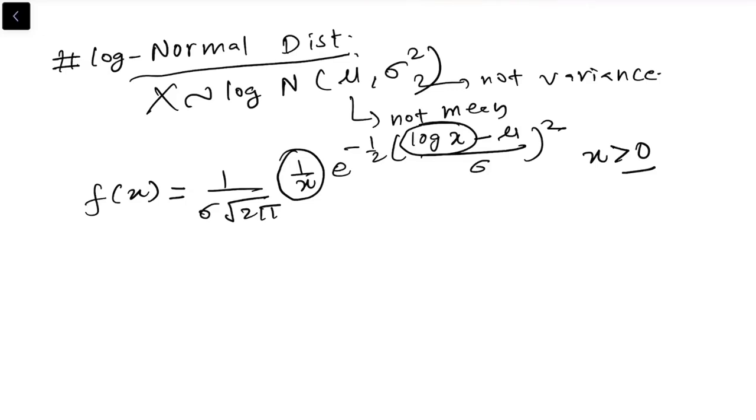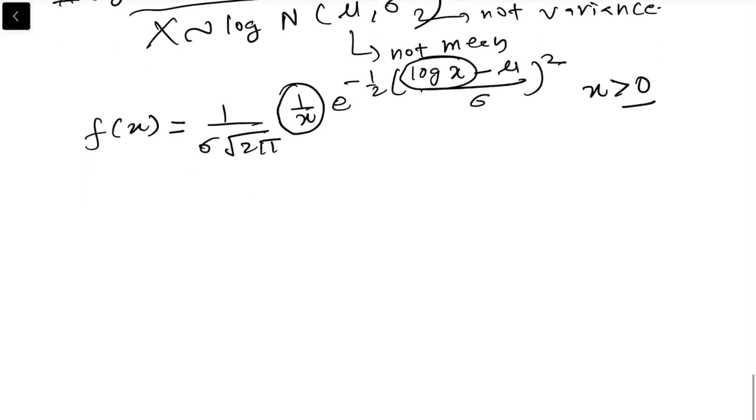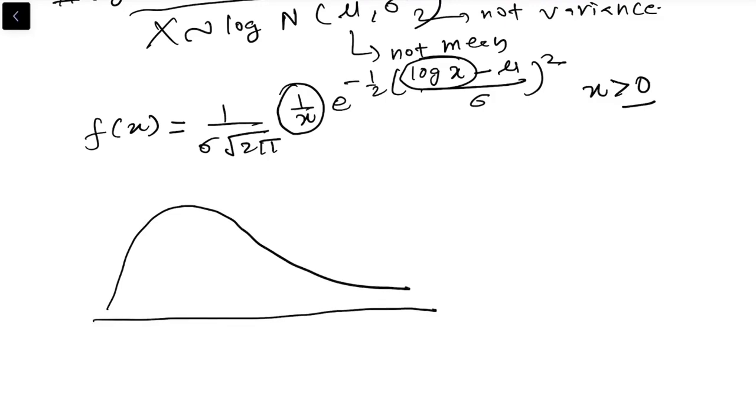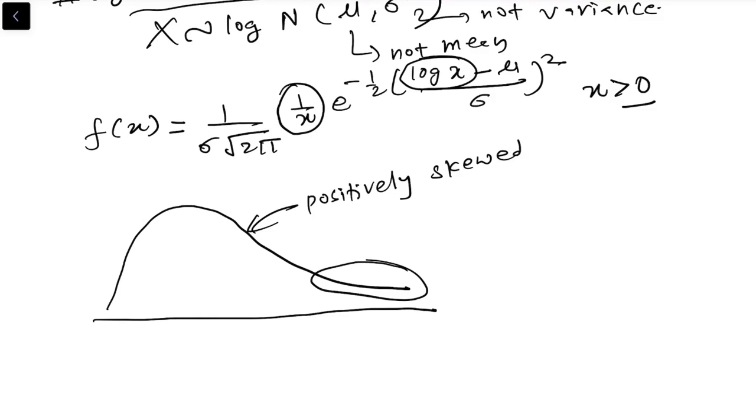All right, and the graph of the log normal is also different. So let's see. So this is the graph of log normal. You can see this is called the tail of the graph. So the tail is on the right side, that's why we call this a positively skewed graph. So this is the graph of the log normal distribution.